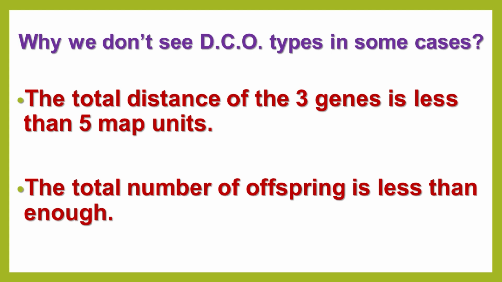The second reason could be related to the number of offspring, meaning that even though the total distance between the three genes is more than 5 map units, due to high interference, a large number of offspring is needed for the chance of observing double crossover types. In this video, I'll explain this further while solving an example.